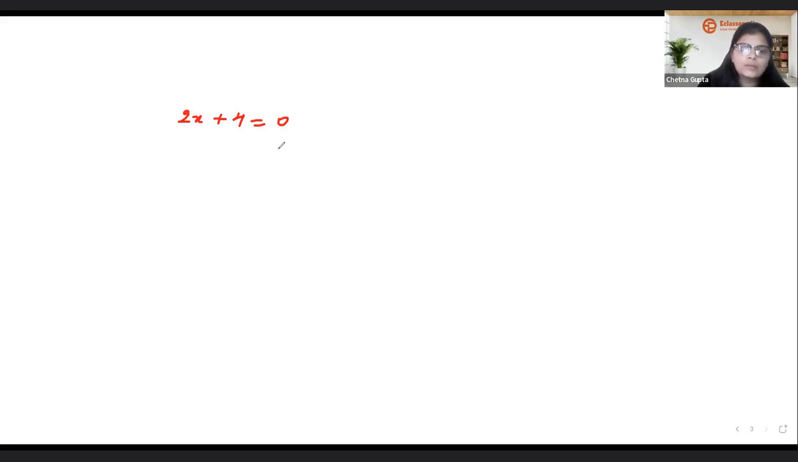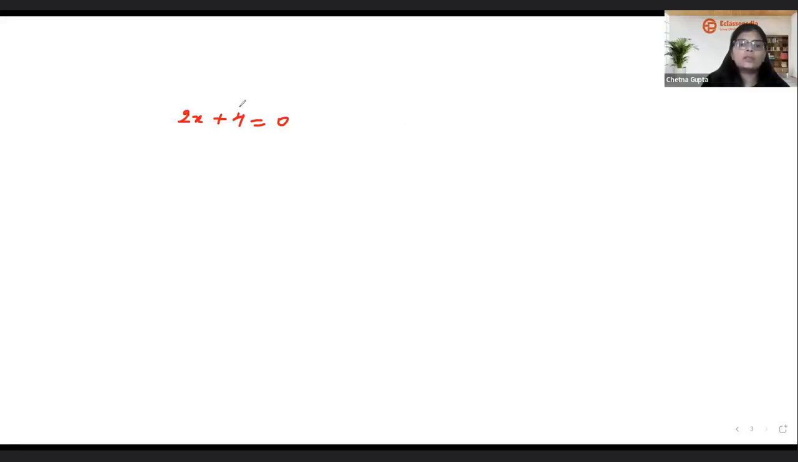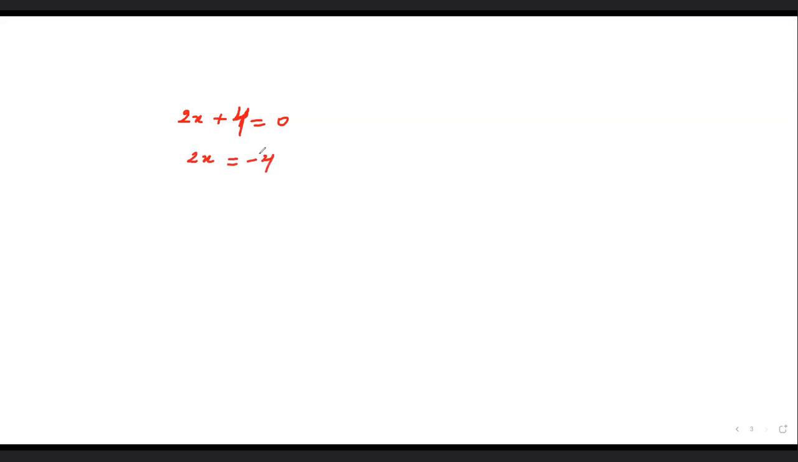Which side? Or do you divide both numbers by 2? No, this is just 2x plus 4 is equal to 0. You want to find the value of x here. So what you can do, take this 4 on the right side. It is minus 4. Then what we have to do, divide both sides by 2.